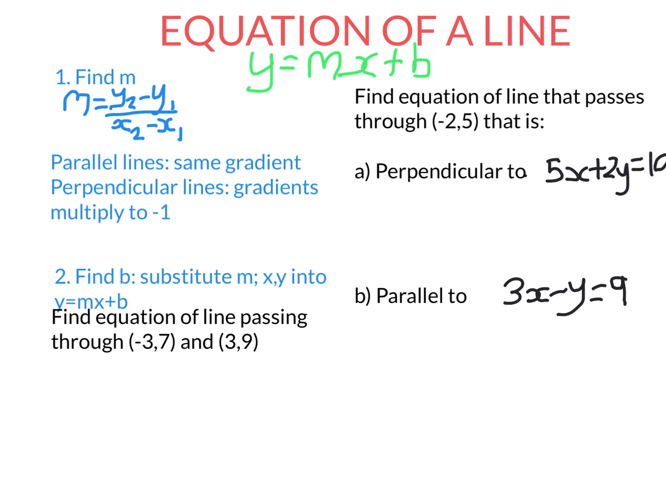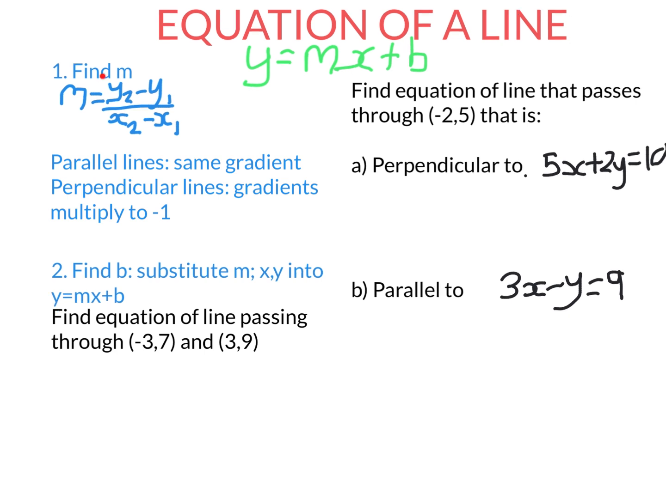So to find the gradient, we use the 2-point formula for when we're given 2 points, like in this question. We also need to know about parallel and perpendicular lines. Two lines are parallel if and only if their gradient is the same, and two lines are perpendicular if and only if their gradients multiply to -1. So we can use these two facts to find gradients as well. After you've found the gradient, you need to find the y-intercept. We do that by substituting the gradient and x and y, which come from a point, into the equation y equals mx plus b. So that's why it's really important that we find the gradient first. All right, let's look at some examples.